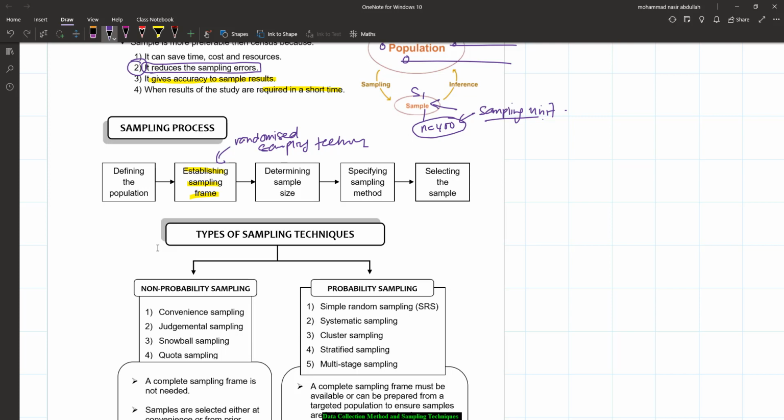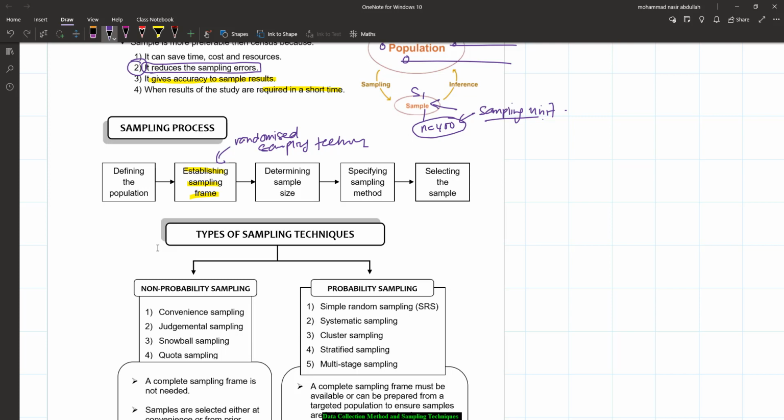So what is the definition of sampling frame? Again, last class we already looked into the definition of sampling frame. Sampling frame, again, I repeat, is a list of all members in the population, consisting of their details such as name, phone number, address, and so on, because we want to select a sampling unit, then we want to contact that sampling unit.